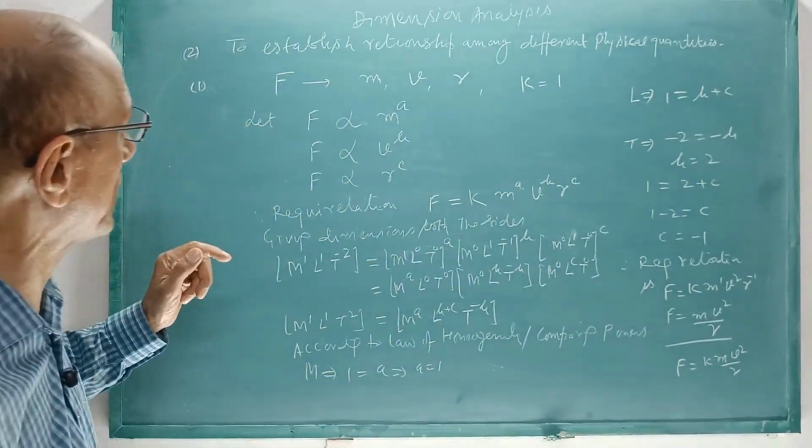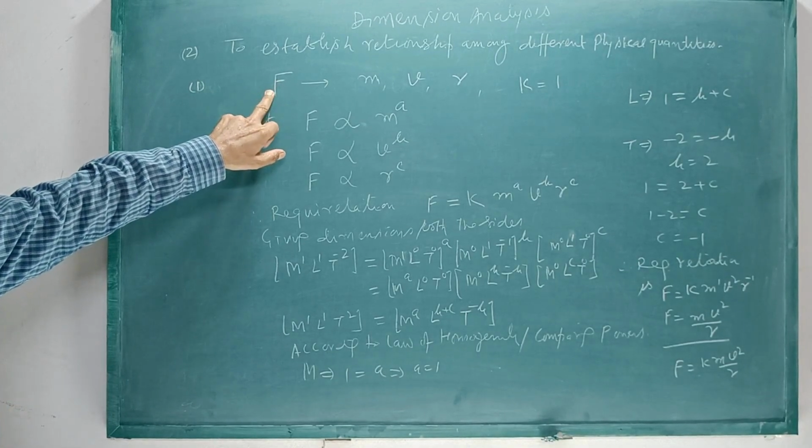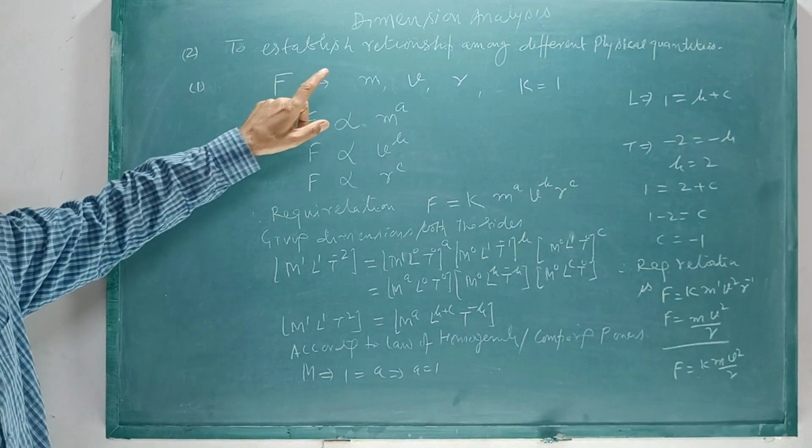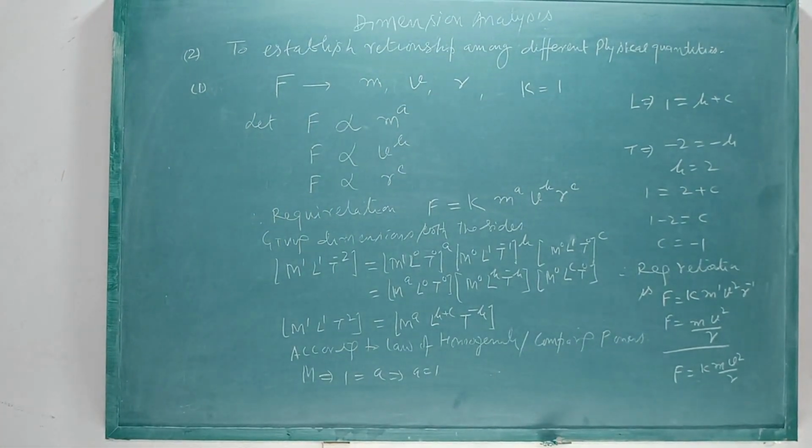So let us see once again. We have to establish the relationship between force, that is the centripetal force, which depends on mass, velocity and radius. And the value of k is given to you as 1.